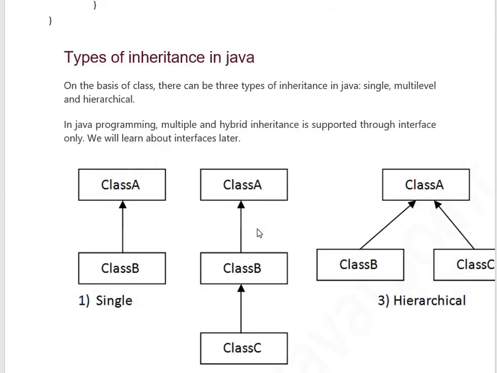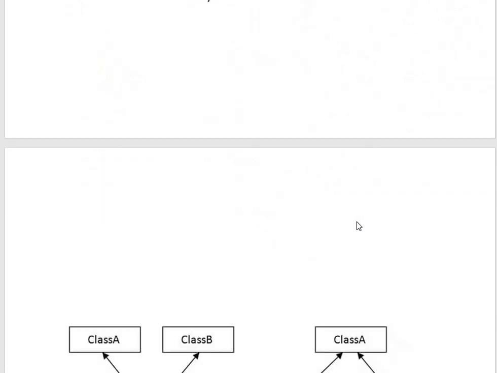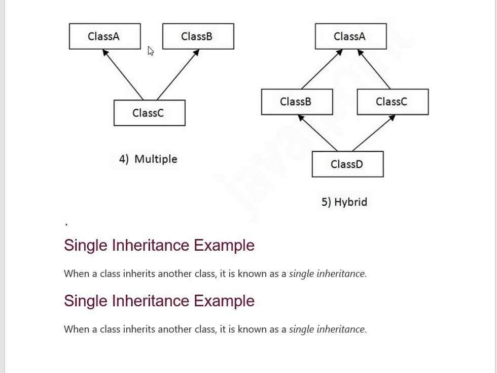The types of inheritance: inheritance may be single inheritance, multi-level inheritance, and hierarchical inheritance. This is the example for single inheritance: one base class, one derived class. Multi-level inheritance: one base class, one intermediate class, one derived class. For hierarchical inheritance, one base class, two or more derived classes. Multiple inheritance: there are two parent classes, one derived class.